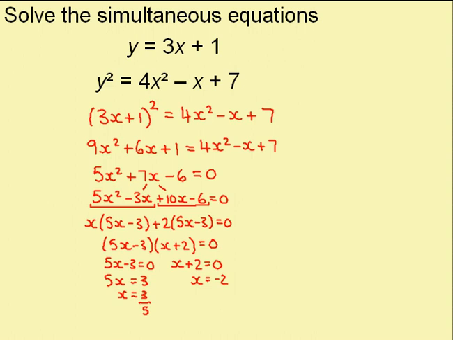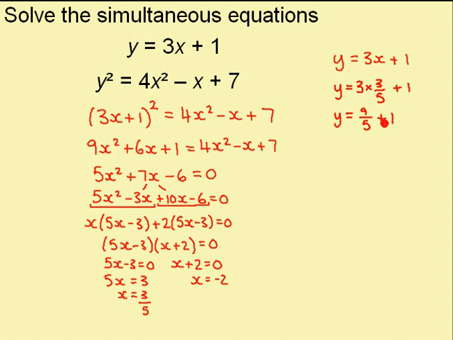Now we mustn't stop here. We've got values for x, but we also need to get values for y, and we do this using the linear equation here. So the linear equation tells us that y is equal to 3x plus 1. I can now get my first value of y by substituting in the first value of x, which is 3/5, to here. So I have y equals 3 times x, which was 3/5, plus 1. So this gives me that y equals 9/5 from this bit here, plus 1.